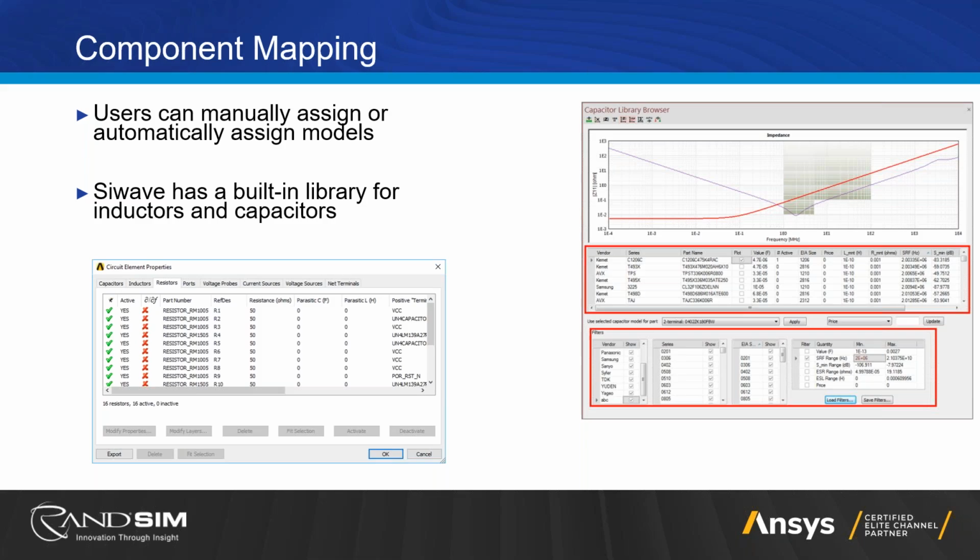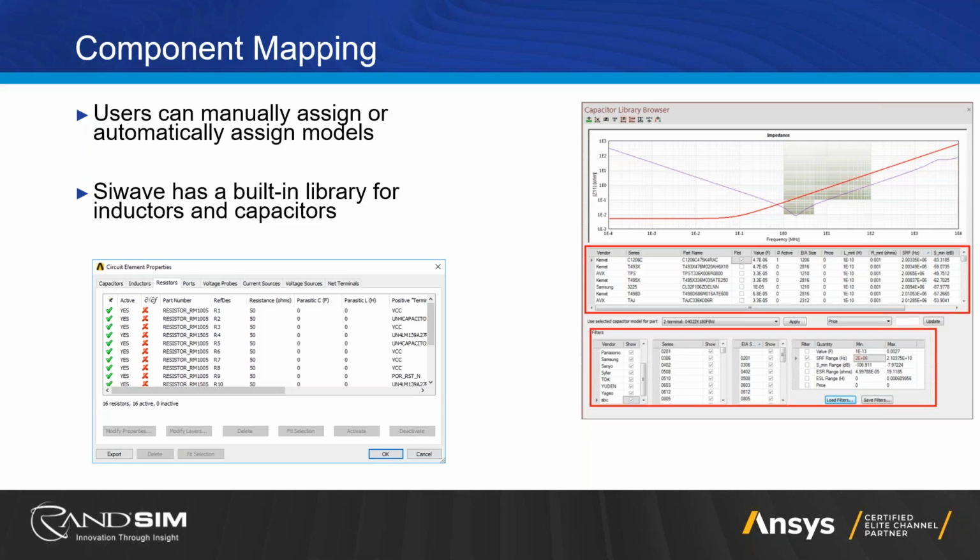I'm going to talk about component mapping next, simply because the quality of the simulation that we perform is dependent not only on the board geometry that we bring in, but also the quality of the models we use for our components. And what I'm specifically talking about is inductors, capacitors, or resistors. When we're looking at power integrity, specifically inductors and capacitors, we want to ensure that the values we bring in are not just the generic passive values.